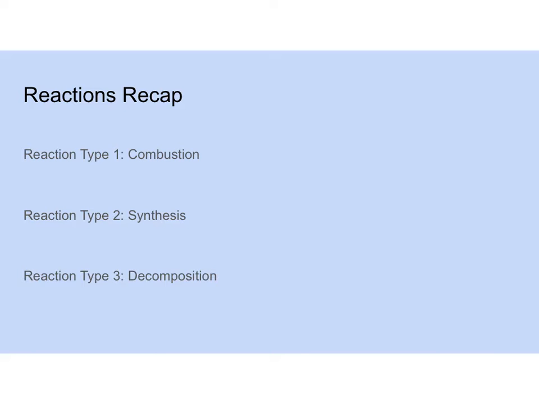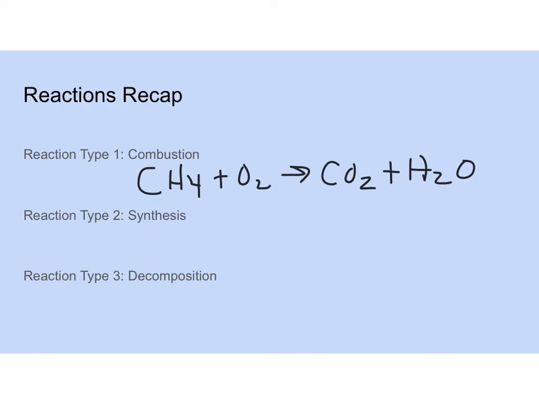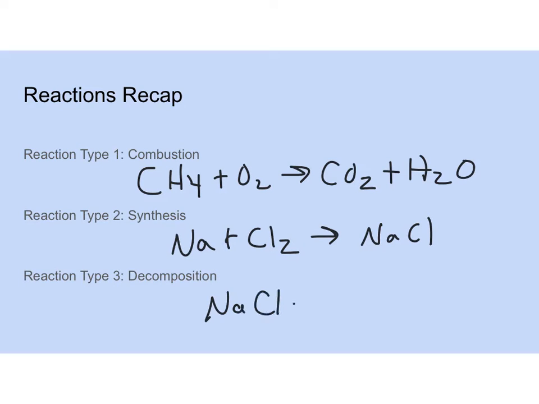Okay, so just to recap the other three types of reactions, a combustion reaction is going to be something like taking CH4, or methane, plus oxygen, and if it's a nice clean combustion, CO2 and H2O. A synthesis reaction would be something like taking sodium and chlorine and making sodium chloride, and then decomposition would be the opposite. Taking sodium chloride, breaking it down to sodium and chlorine. And again, making sure we have that 2 there because chlorine's a diatomic.